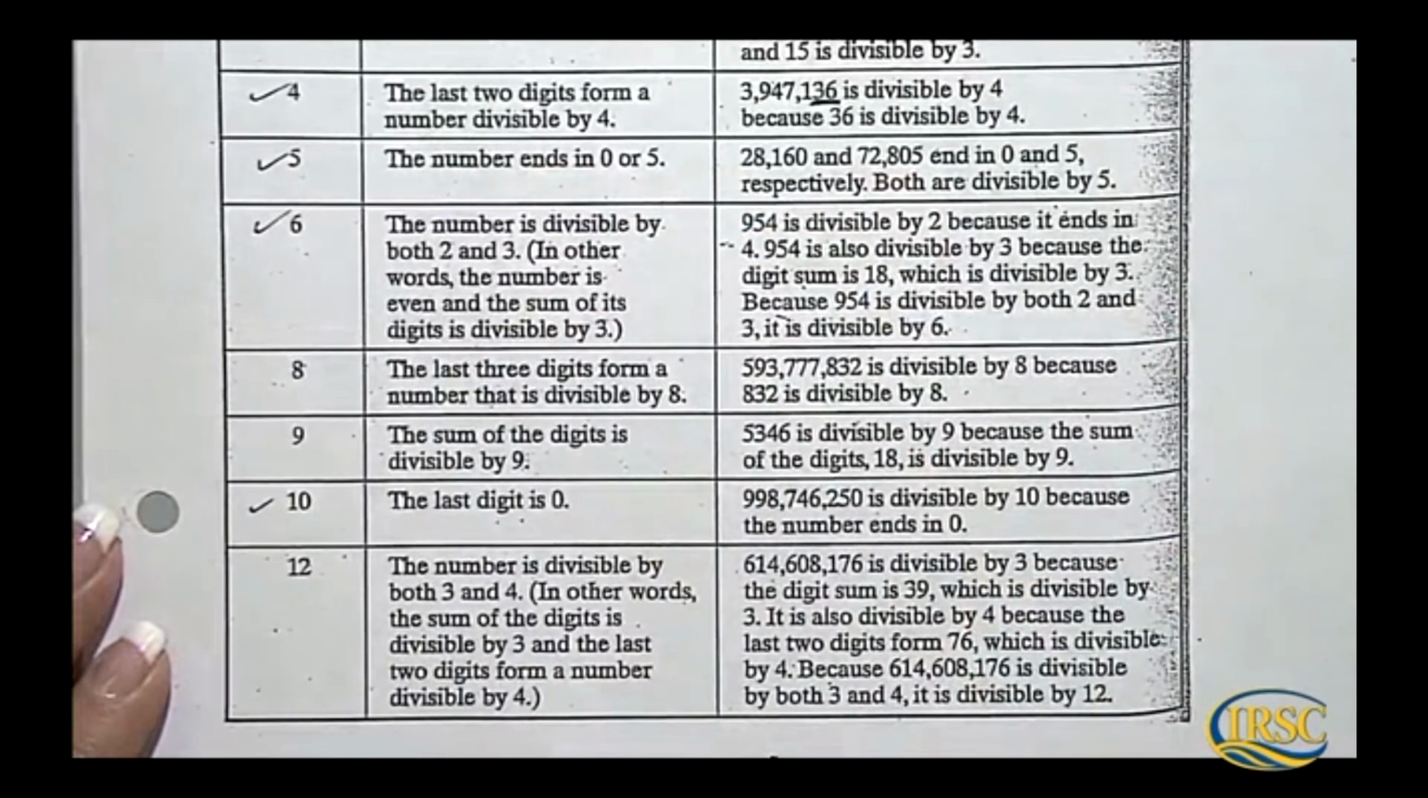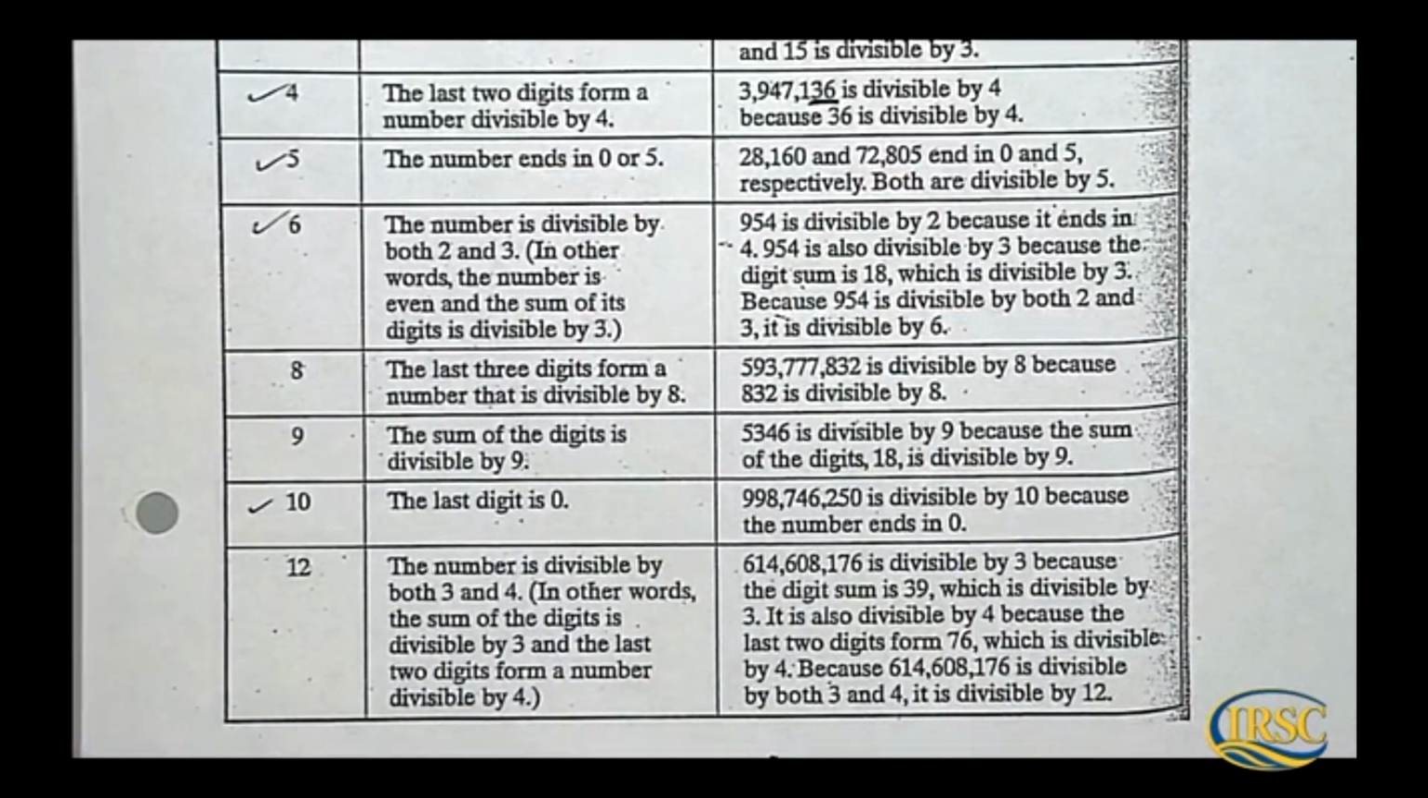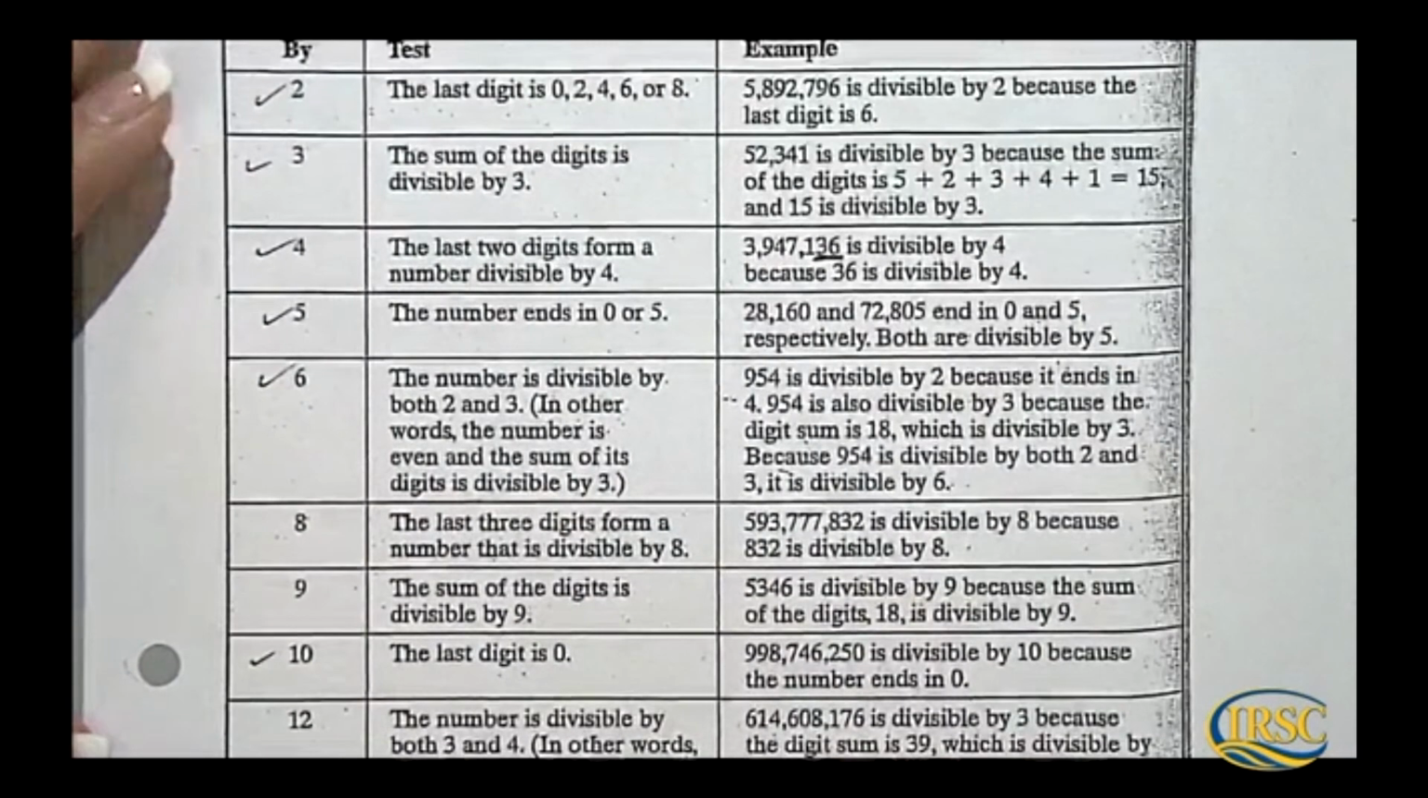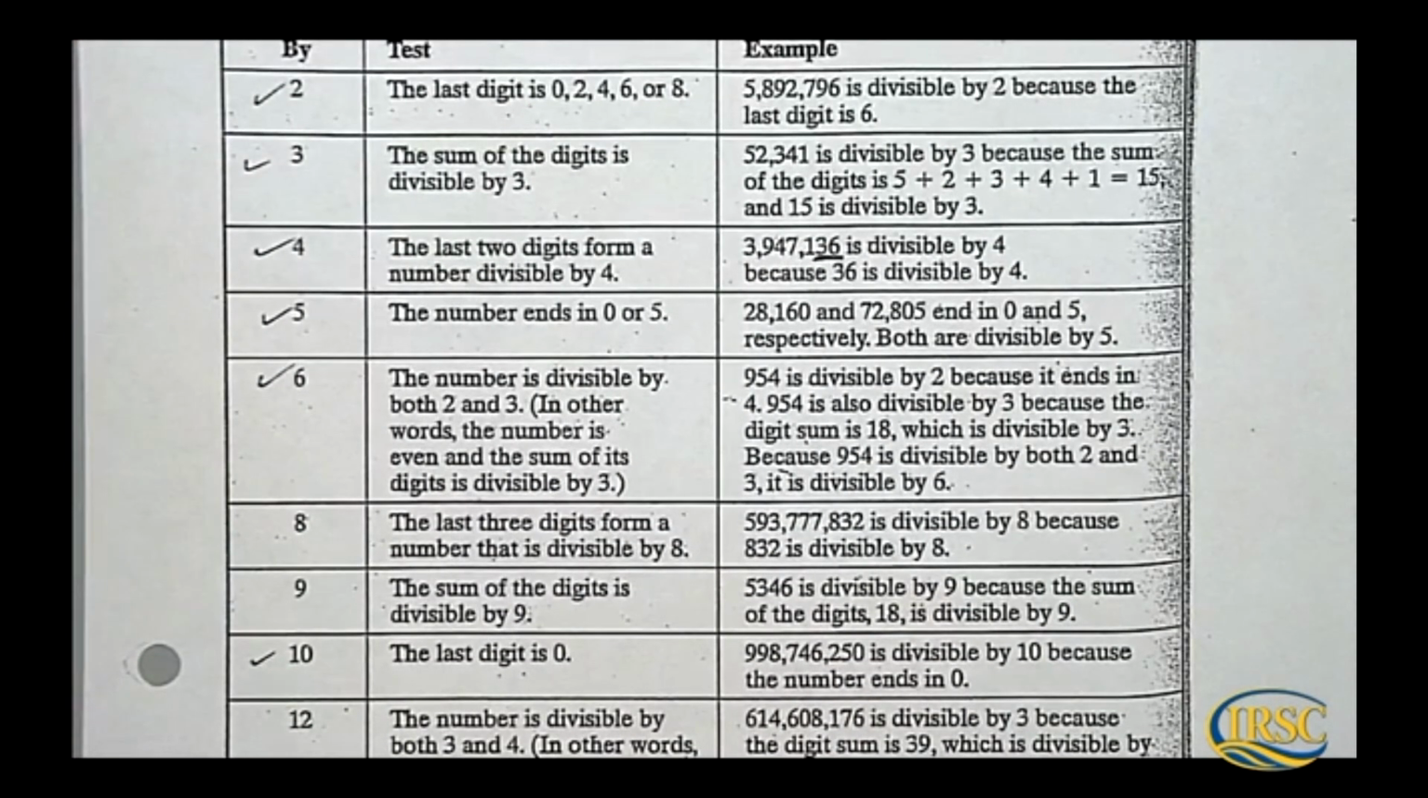Okay, number 8. This is similar to number 4, and really if you think about it, it's a pattern with number 2. If the last digit's even, then it's divisible by 2, right? If the last digit's divisible by 2, then it's divisible by 2. If the last 2 digits are divisible by 4, then it's divisible by 4. And if the last 3 digits are divisible by 8, then it's divisible by 8. Okay, that's how that pattern works.